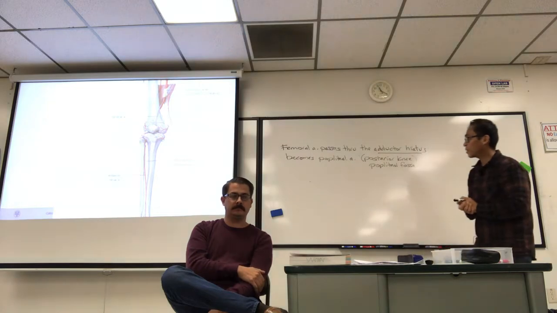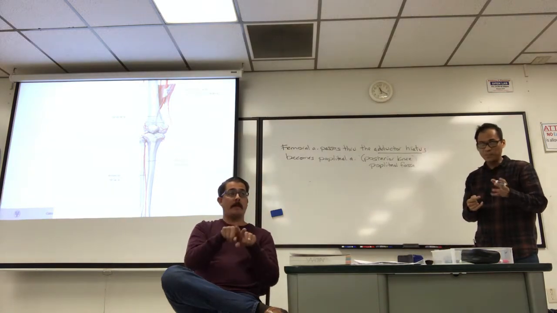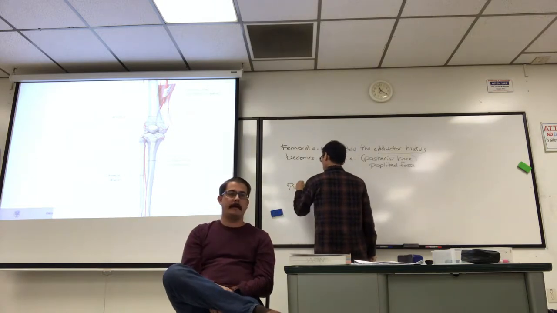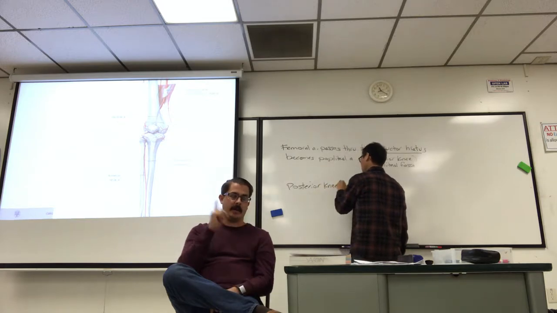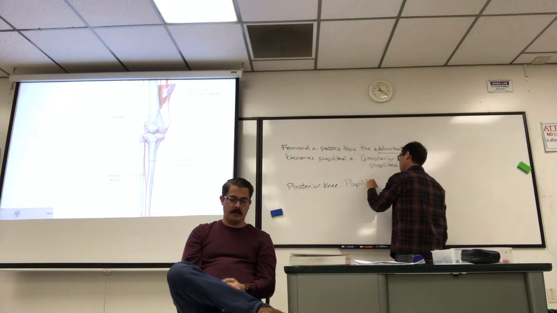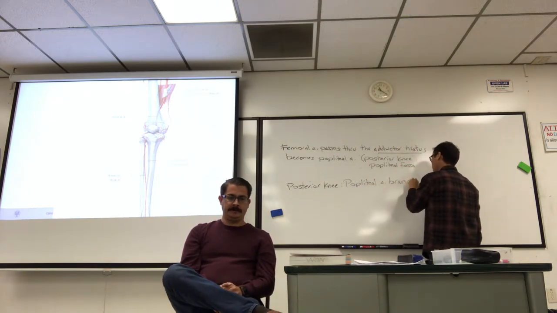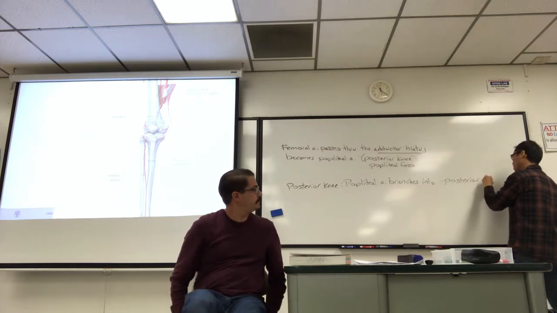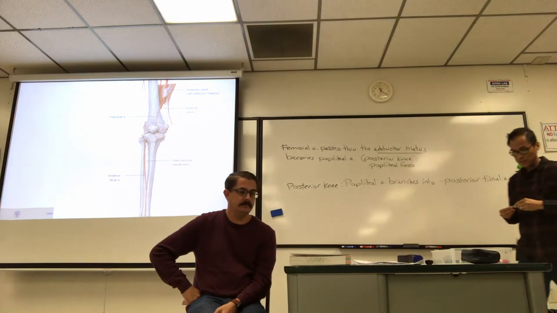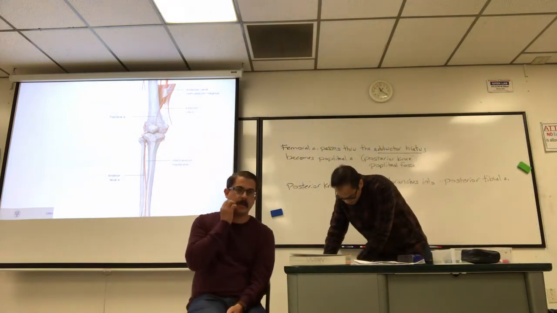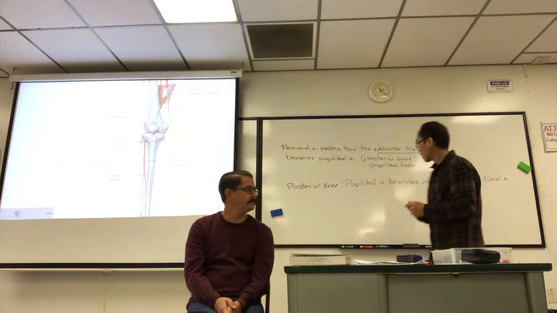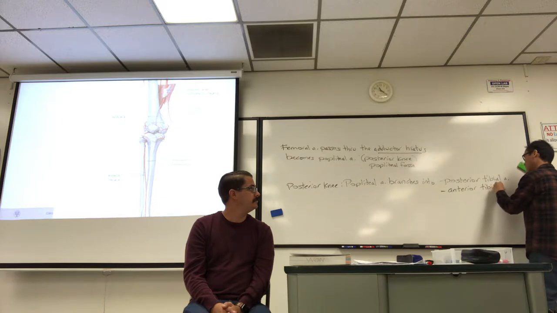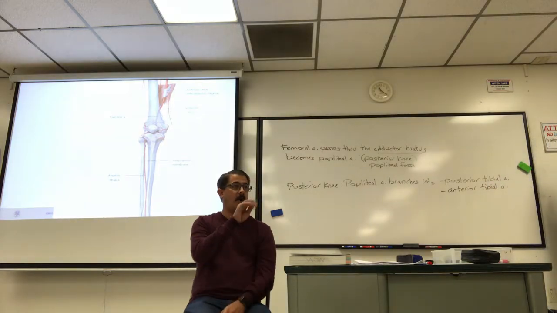Okay. Now, you can't see it there, but the popliteal artery behind the knee will branch into the anterior and posterior tibial arteries. Posterior knee. Popliteal artery branches into posterior tibial artery and anterior tibial artery. So these arteries are named after the tibia, the bone of the leg.